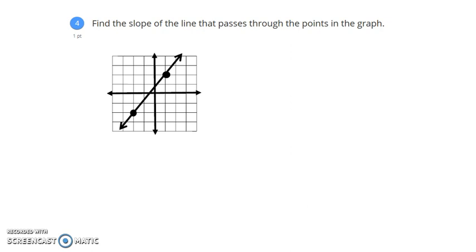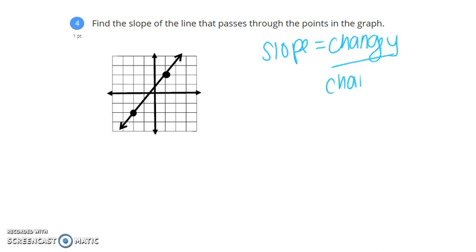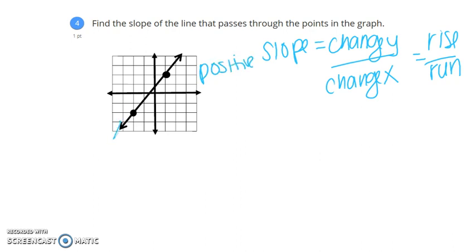Now what we're going to do is we're going to actually find the slope of the line that passes through the points in the graph. So remember, slope is not only the change in y over the change in x, like we just looked at in 3, but it's also considered rise over run. When I'm looking at this slope, I can already tell this slope is positive because it's increasing from left to right. But what I actually need to do is calculate the amount.